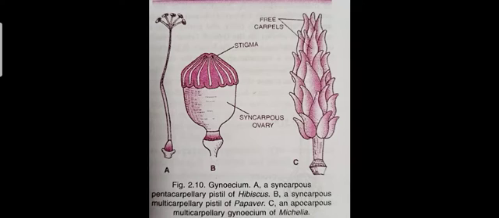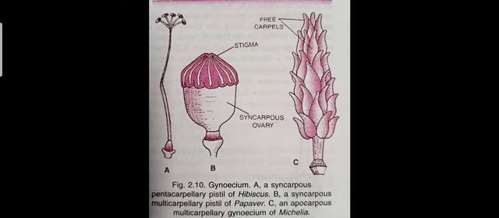This gynoecium is the female reproductive part, and as you know, it consists mainly of stigma, style, and ovary. Within the ovary, there is a presence of the ovules. On the basis of the arrangement of the carpels, which are fused or free, it is divided into syncarpous pistil or carpel, or apocarpous carpel. Here in this first one, it consists of only one carpel.